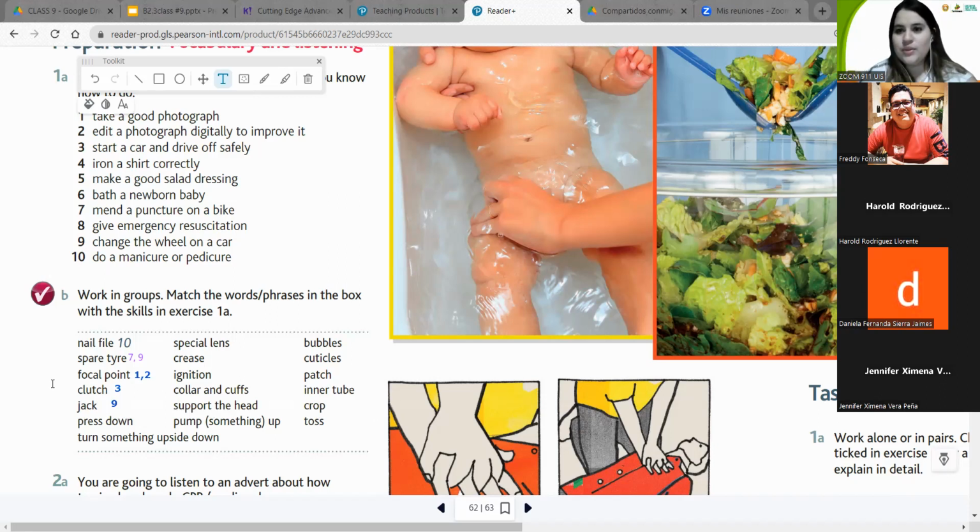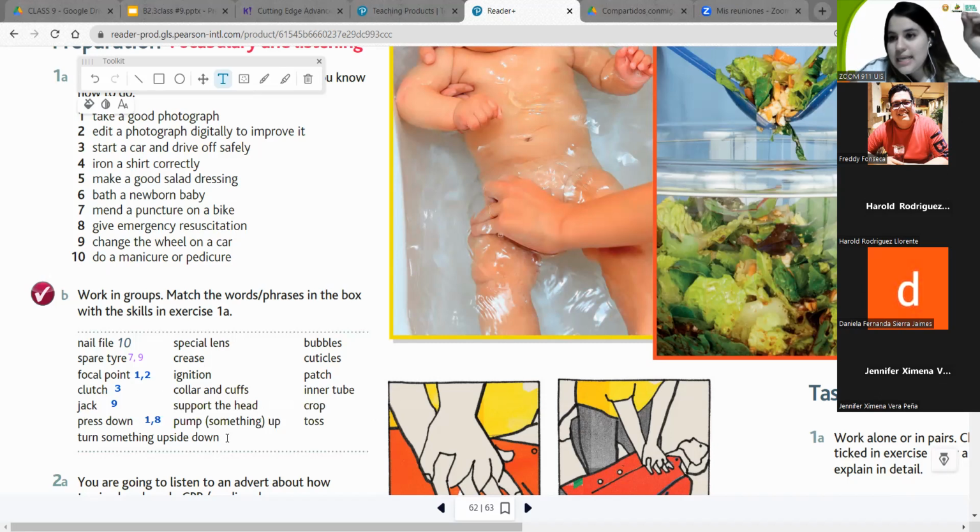Press down. Number 8. Okay, number 8. Yeah, number 8. Number 1, take a good photograph, press down, or number 8.